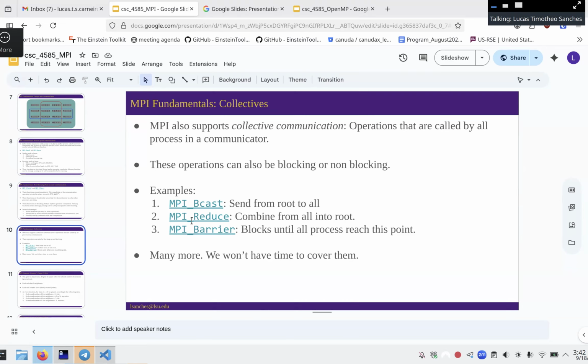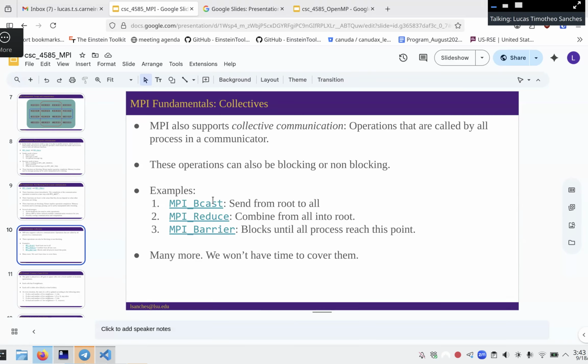This is a reduction operation. Every process sends me something and I combine them using an operation, like in OpenMP. A barrier is exactly what happens in OpenMP, right? Every process needs to reach that point before proceeding. So we're exiting through the door. We all have to get through the door before we proceed, right?